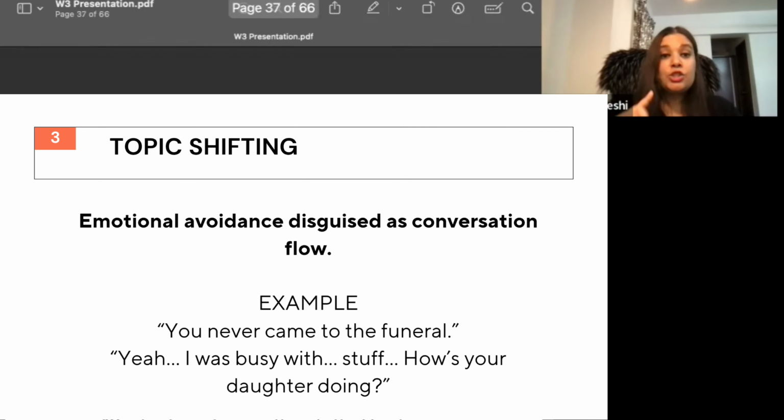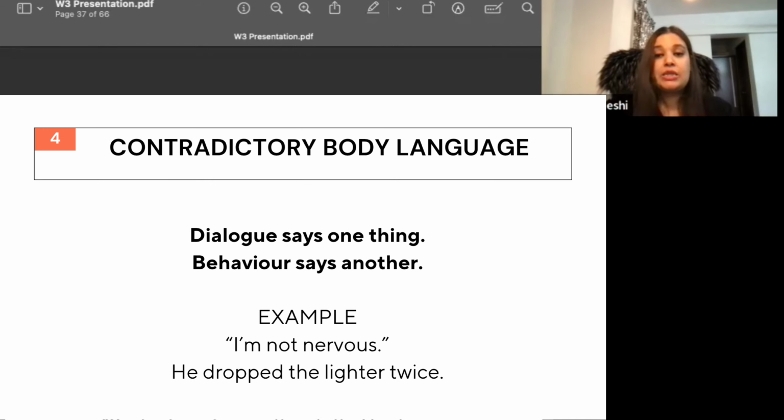The next one is topic shifting. Emotional avoidance disguised as conversation flow. For example, "You never came to the funeral." "Yeah, I was busy with stuff. How's your daughter doing?" See, when characters abruptly shift topics, readers immediately sense discomfort beneath the surface. That discomfort creates tension.